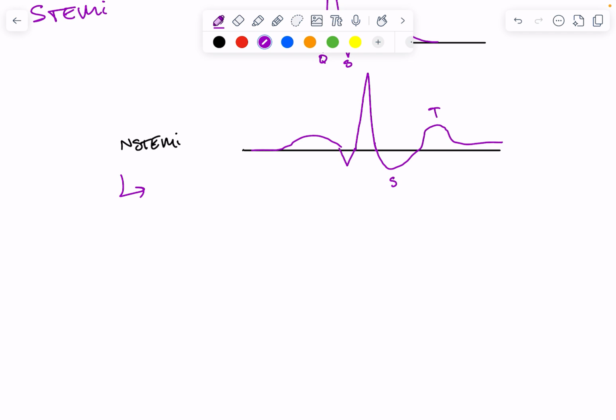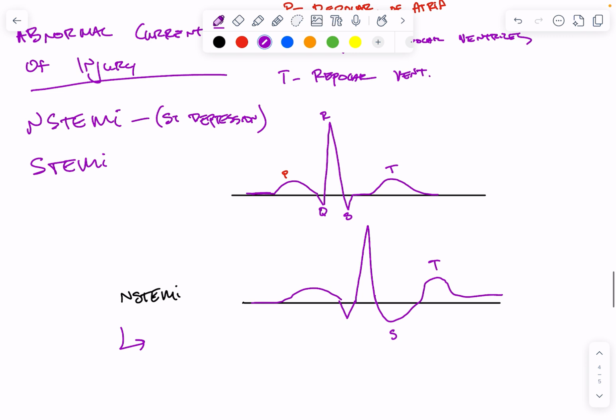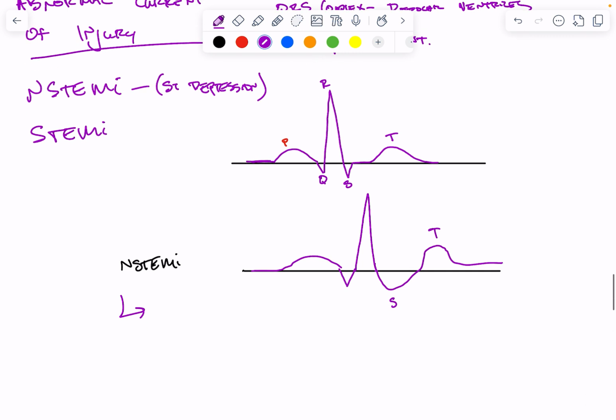This creates a shape recognized as an ST depression and suggests that there is an area of endocardium that is hypoxic. So usually what happens during these is you have hypoxic cells, and that is because, what are they called? I can't even remember what they're called.